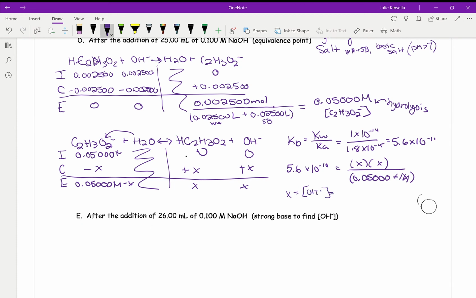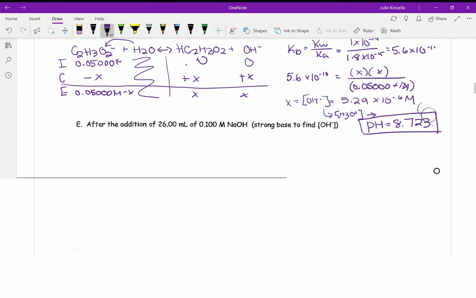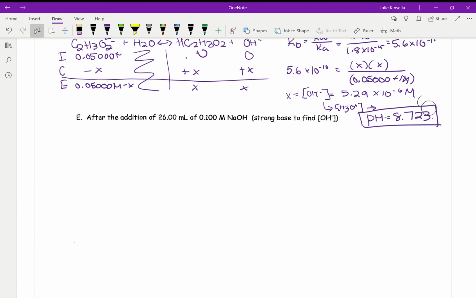And keeping with 3 sig figs just to keep it consistent with some of the other ones, you would have 5.29 times 10 to the negative 6 molar. And then using that to find my hydronium present in solution, and then finding my pH, which ends up being equal to 8.723. Okay, and I know I kind of flew through that, so just look at one of the extra videos if you need to as well. And that makes sense. This is greater than a pH of 7, which is a good indication that you were doing stuff correct. I only have like a minute left or so, so let me just go over for E.